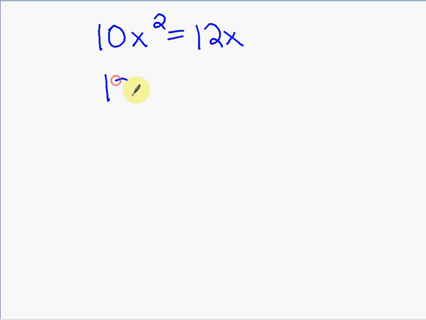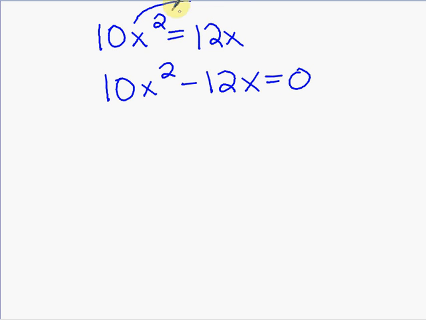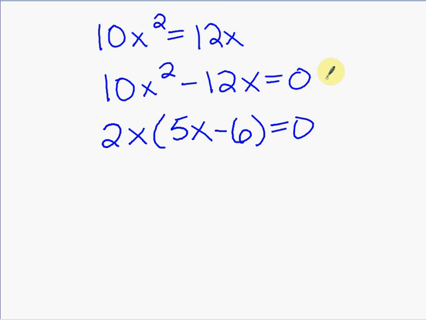Alright, so anyways, I want to get everything on one side, all my terms on one side, so I'm going to subtract the 12x. Notice that I didn't move the 10x. I do not want to move the 10x over because that would make my quadratic term negative, and I do not want that. No good. So I'm going to move the 12x over and make it negative. Now from here I'm going to factor, and I see that I have a GCF. 2x can be factored out, and I'd be left with 5x minus 6 is equal to 0. So that's what I'd want to do right there.